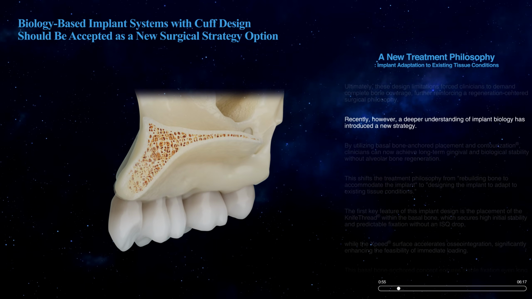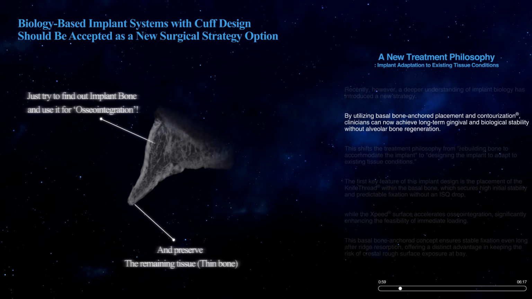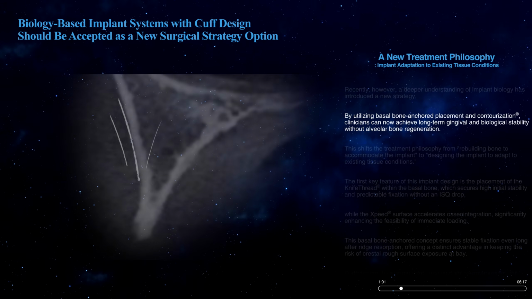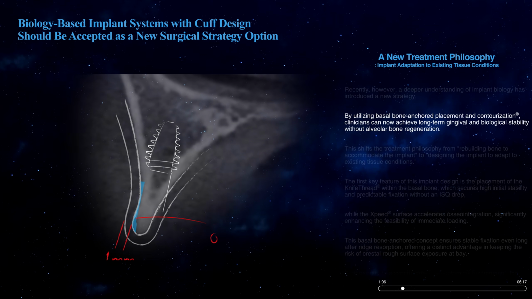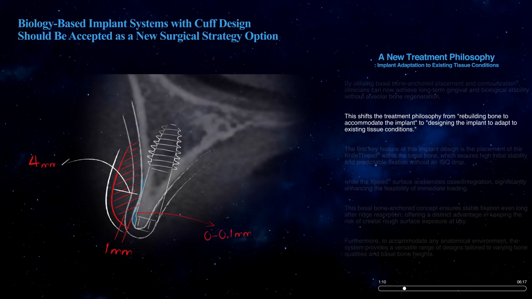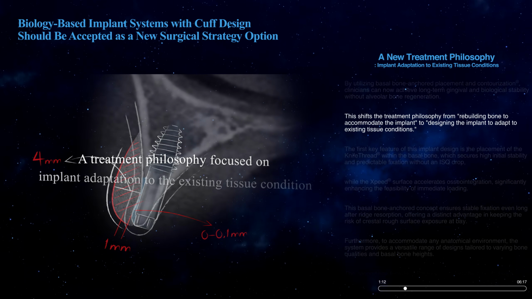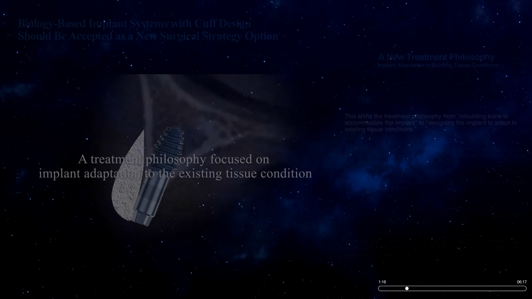Recently, however, a deeper understanding of implant biology has introduced a new strategy. By utilizing basal bone-anchored placement and contourization, clinicians can now achieve long-term gingival and biological stability without alveolar bone regeneration. This shifts the treatment philosophy from rebuilding bone to accommodate the implant, to designing the implant to adapt to existing tissue conditions.